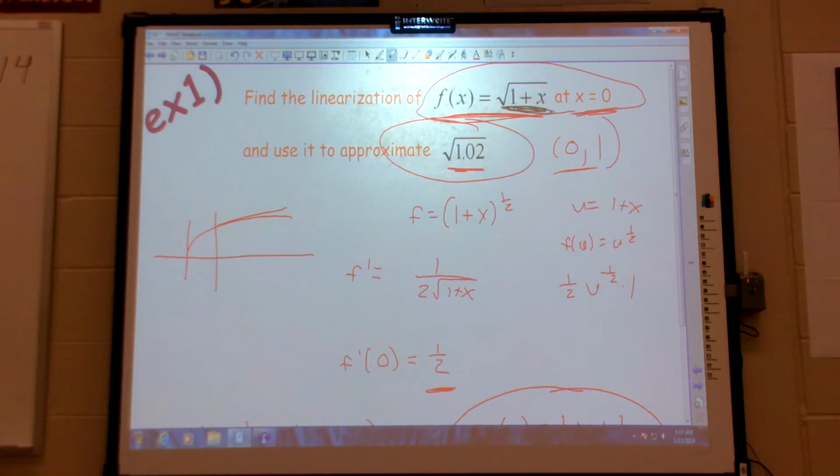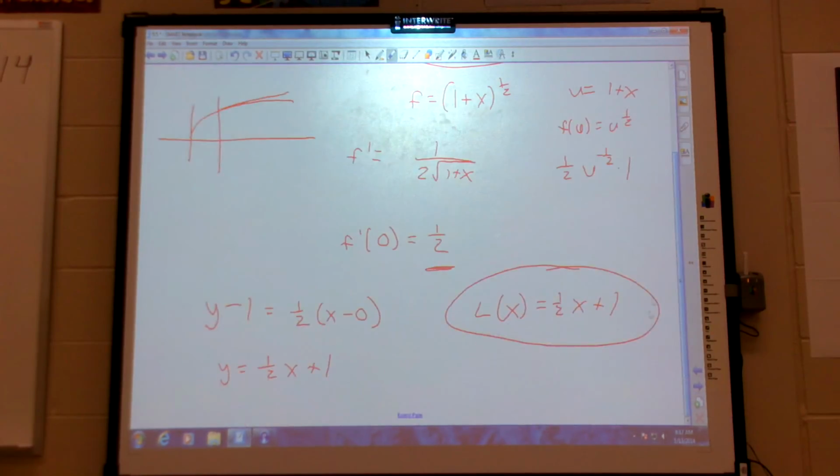Compare these two. In order to get 1.02 on the inside, what did x have to be? 0.02. Does everyone agree that was 0.02? So what I'm going to do is plug in 0.02 into my linearization. I'm saying, hey, it's close enough. To do that, I'm going to make that a decimal because that's a whole lot easier.